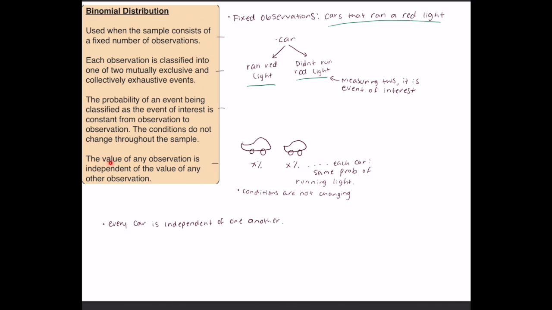Next and last, the value of any observation is independent of the value of any other observation. So every car is independent of one another. You're not going to use one data point to count 2 cars. Each car is its own event.